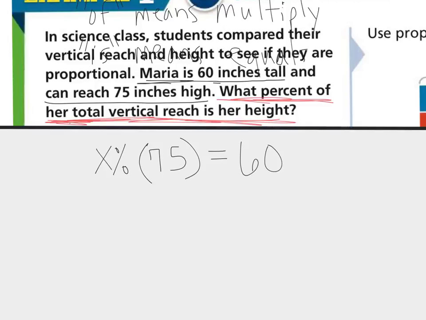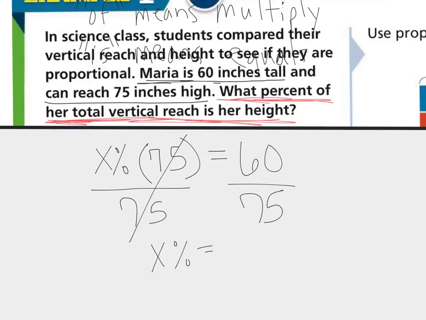So you can see on this problem, over with our variable, what's happening here. Okay, they are multiplying. So in order to solve for that, we would need to divide. Good. So we're going to divide by 75 on both sides of the equation. 75 divided by 75 is 1, so those cancel. And then 60 divided by 75, if you divide that out, you should get 8/10.